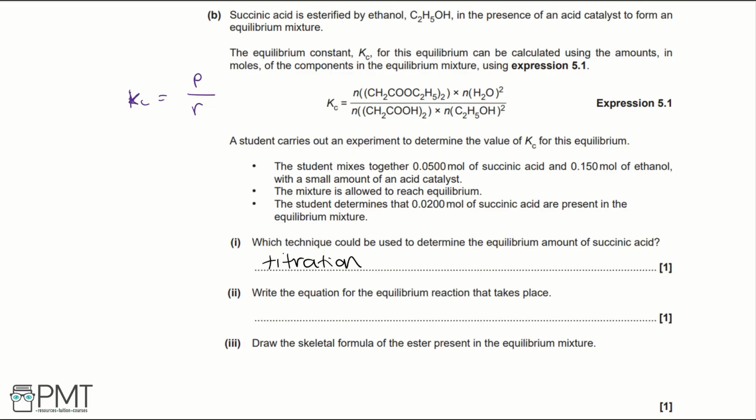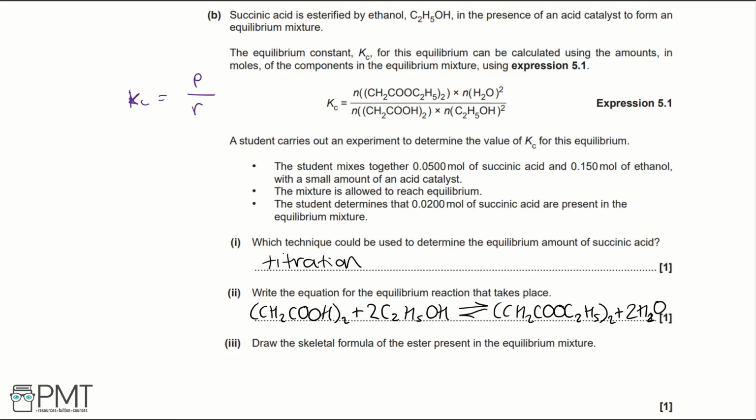So, our reactants would be brackets CH2COOH brackets 2 plus 2, because it's raised to the power of 2, C2H5OH, and then we need an equilibrium arrow, and then we would produce brackets CH2COOC2H5 brackets 2 and 2H2O. To get the mark for this question, you need to have the full complete equilibrium reaction.